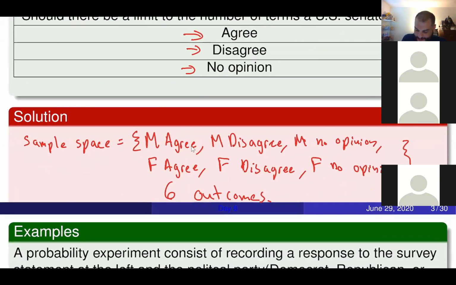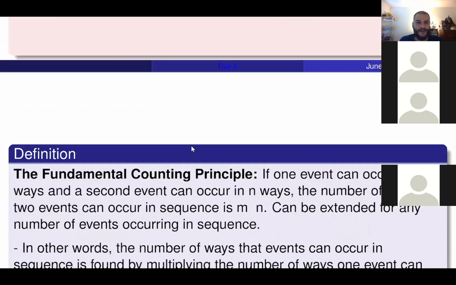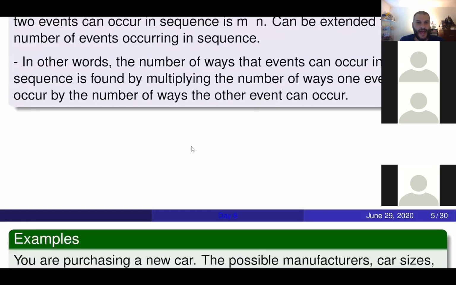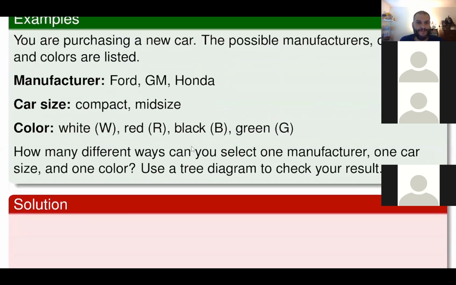And if you look over here, that's how many total outcomes we have. So that's how we're going to use the counting method. The counting method is the other way to tell us how many total outcomes we should have. All right, so let's go ahead and do a problem.